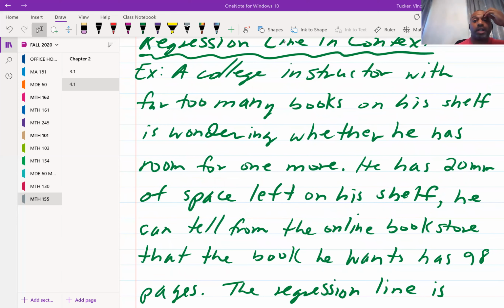All right, so the regression line in context. We're going to look at this example, to make sure we understand what a regression line is used for. Then we'll talk about how we can calculate it or find it. A college instructor with far too many books on his shelf is wondering whether he has room for one more. He has 20 millimeters of space left on his shelf. He can tell from the online bookstore that the book he wants has 98 pages. The regression line is, so I'll write down the regression line in a second. Just give you guys a chance to write.